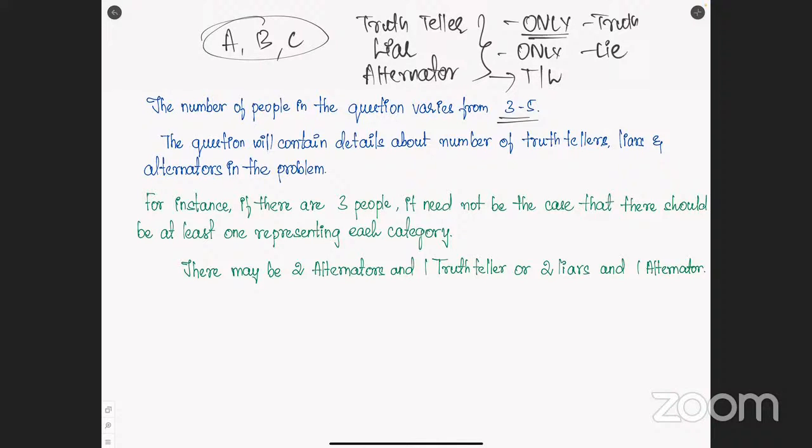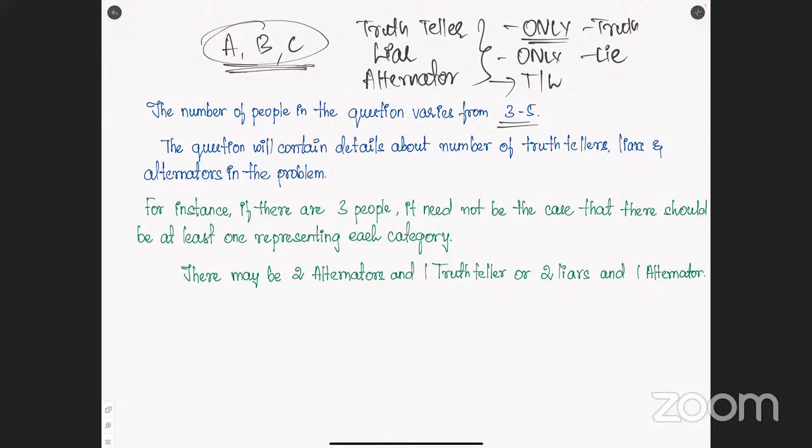Now, there could be more than 3 people as well, because in such a circumstance, there could be 2 truth tellers and 1 liar, or 1 alternator. There will be 4 people, or maybe there could be all the 5 truth tellers or all the 5 liars or something of that sort. But generally, in these types of questions, the number of people will be restricted to 3. So 1 truth teller, 1 liar, and 1 alternator. What you have to do is identify who is the truth teller, who is the liar, and who is the alternator.